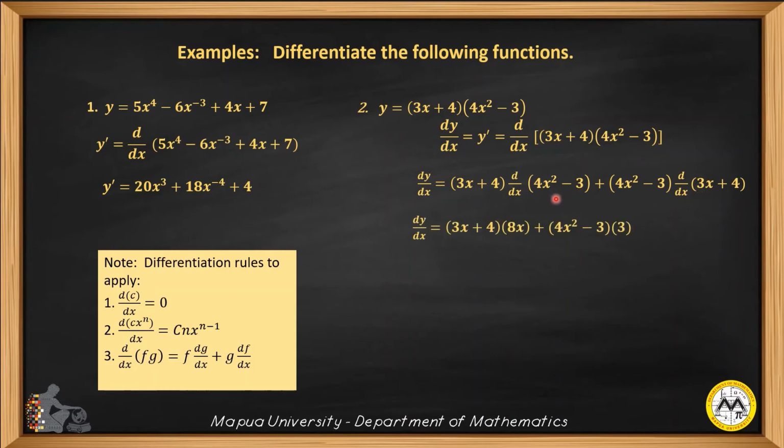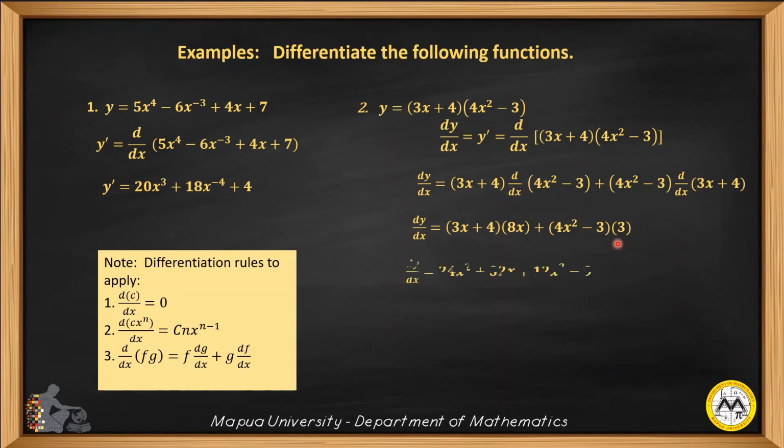This now will lead us to the following result. We have 3x plus 4 times the derivative of 4x squared, which is 8x. The derivative of negative 3 is 0. So for this expression, its derivative is just 8x. For the second term, we will have 4x squared minus 3 times the derivative of 3x, which is 3, plus the derivative of 4, which is 0. Hence, we just have there a 3.